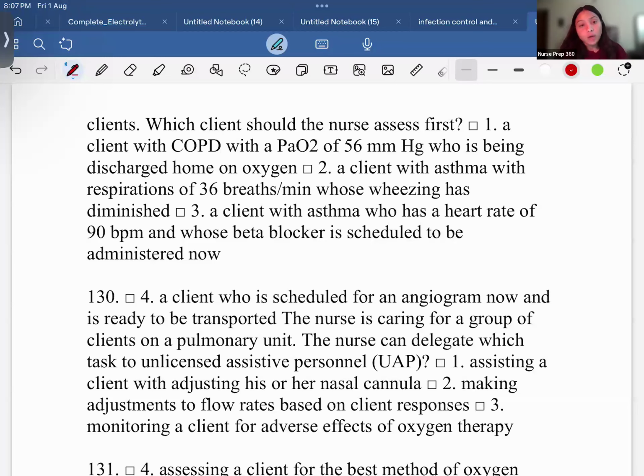Option number 2, asthma, respiratory rate 36, and patient is wheezing, diminished, airway has blocked. Priority, number one, respiratory priority.